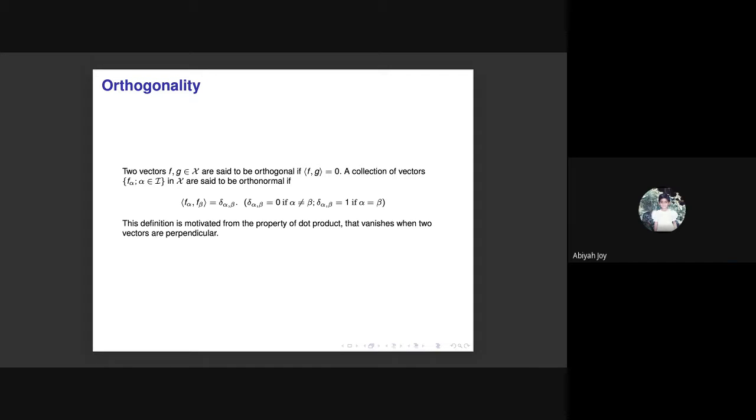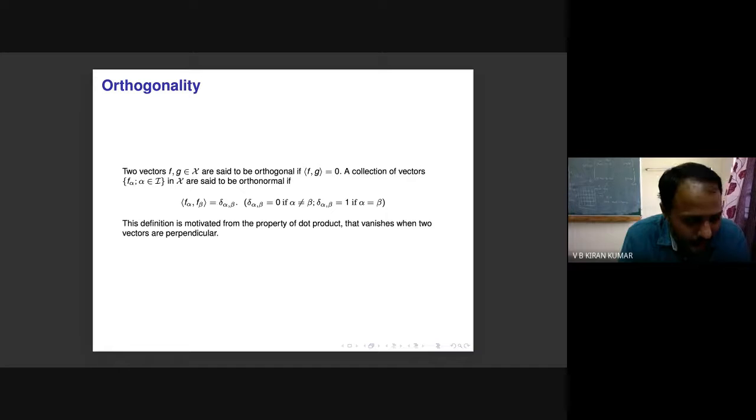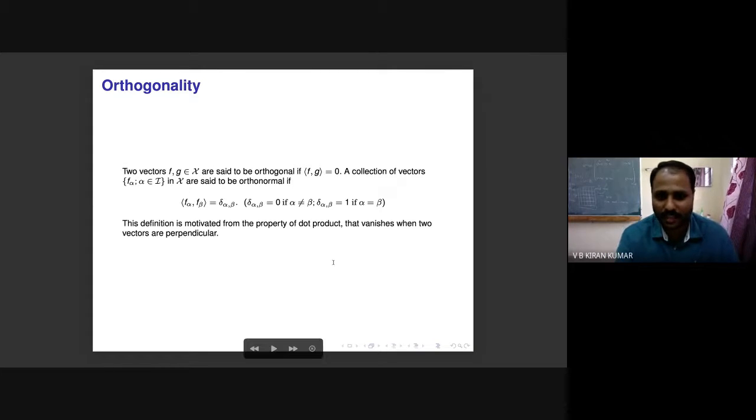Dot product is 0. When the dot product is 0, we say that the angle between them will be pi by 2. That means they are perpendicular. So we use that here to define that two vectors are orthogonal if the inner product of f and g is equal to 0.